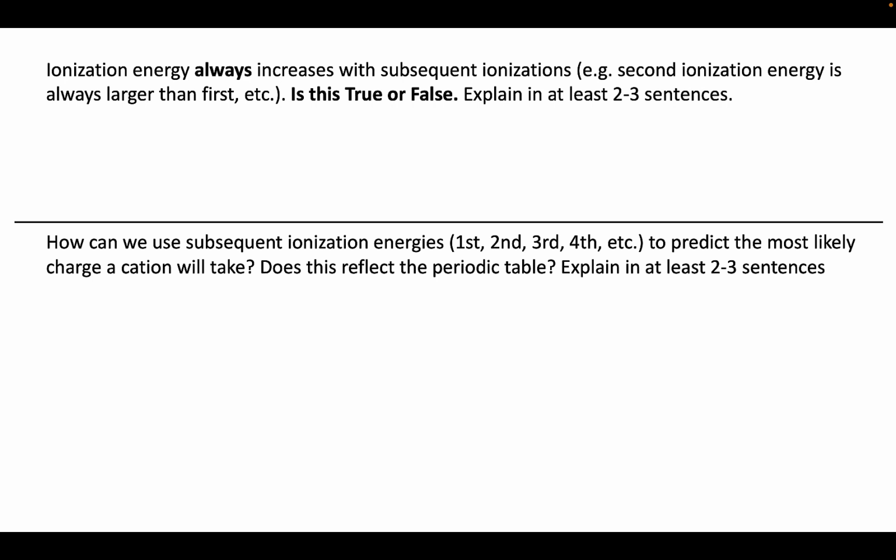For our first question, we're asking about ionization energy. If we are to subsequently ionize an ion, so we take one electron and then we take a second electron, is the second electron always going to take more energy than the first? Is this true? The answer is yes, it's always going to take more energy to remove that additional electron.